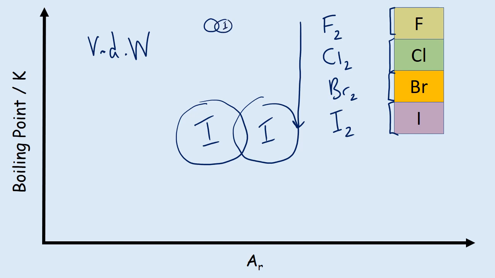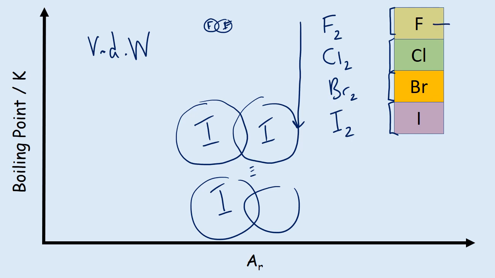Therefore, the van der Waals forces between two iodine molecules is much greater than the van der Waals force between two fluorine molecules. So as we go down the group, the boiling point increases, and that's because more energy is needed to break the bonds between the molecules, because the van der Waals forces between the molecules become stronger down the group due to the fact that we have more electrons.